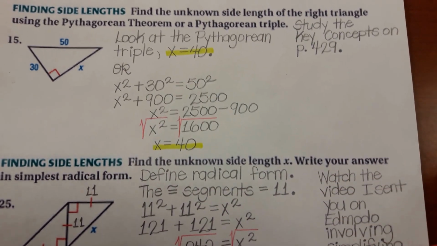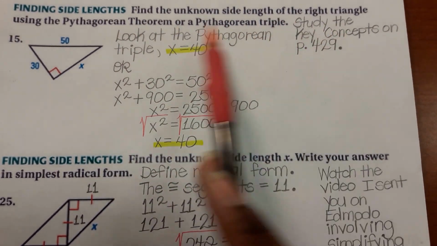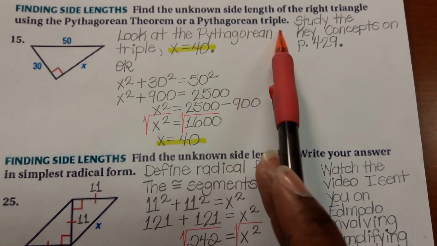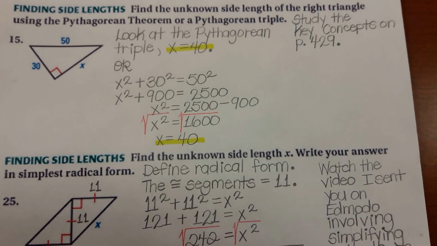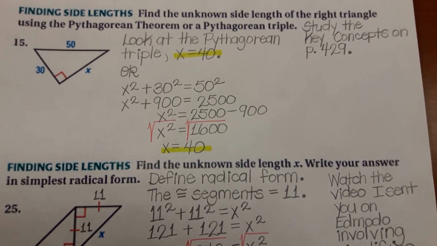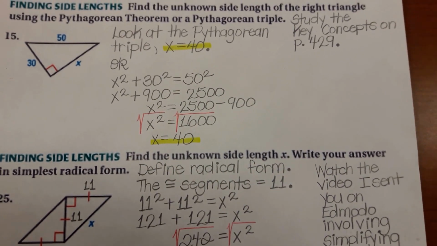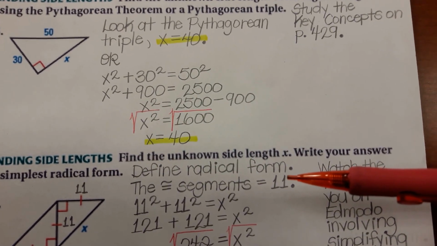Number 15. 15 says find the unknown side length of the right triangle using the Pythagorean theorem or a Pythagorean triple. So you need to study the key concepts on page 429. Very useful in helping you come up with the answers very quickly. The Pythagorean triple, very easy. So just look over those.